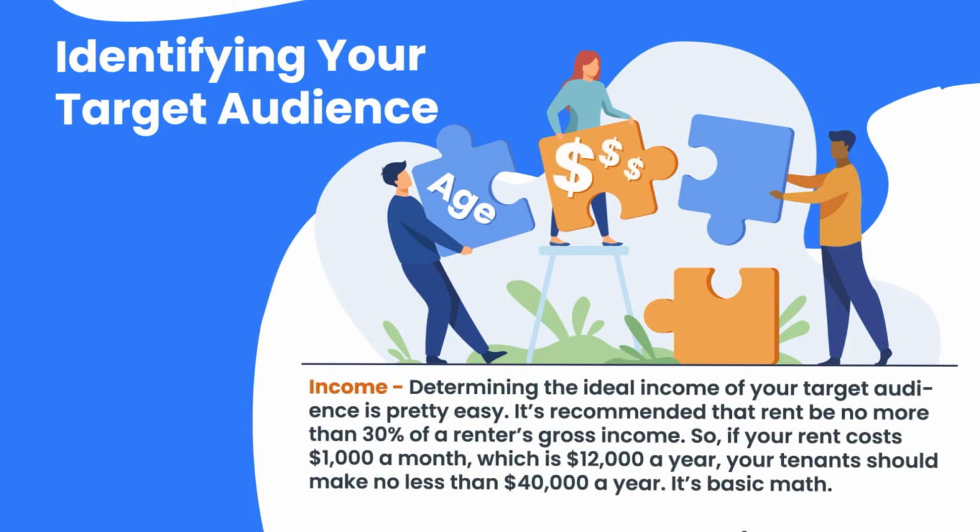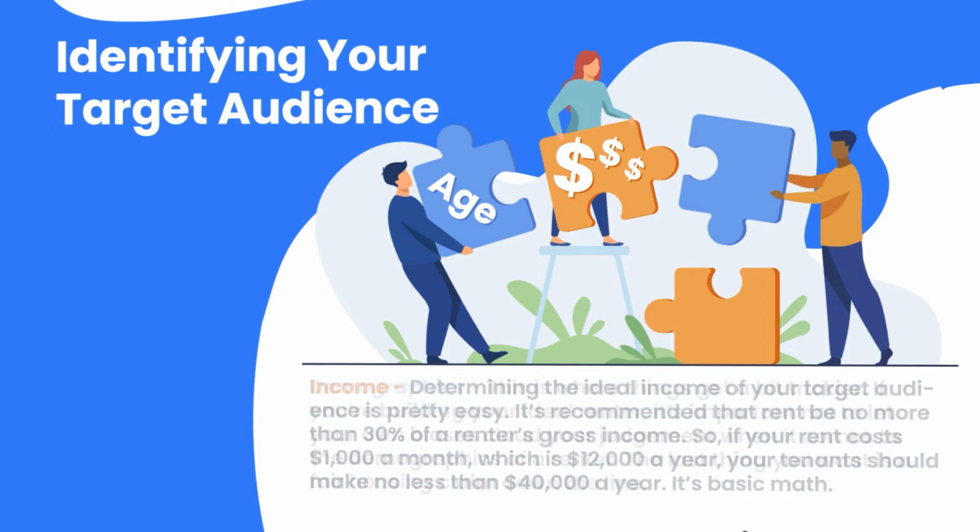The second category is income. Determining the ideal income of your target audience is pretty easy. It's recommended that rent be no more than 30% of a renter's gross income. So, if your rent costs $1,000 a month, which is $12,000 a year, your tenants should make no less than $40,000 a year. It's basic math.